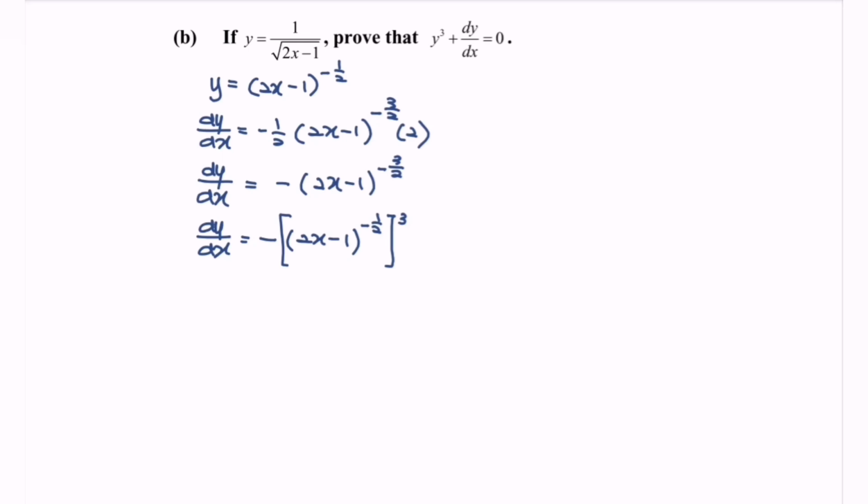Kindly observe the situation where we have y is equal to bracket 2x minus 1 to the power of negative 1 over 2. So from here, we notice that we have dy/dx is equal to negative y to the power of 3. Rewrite the equation where we have y to the power of 3 plus dy/dx is equal to 0. Proven.